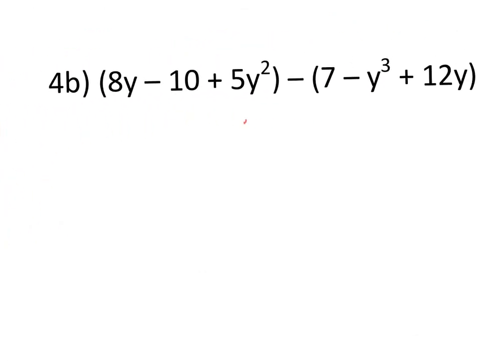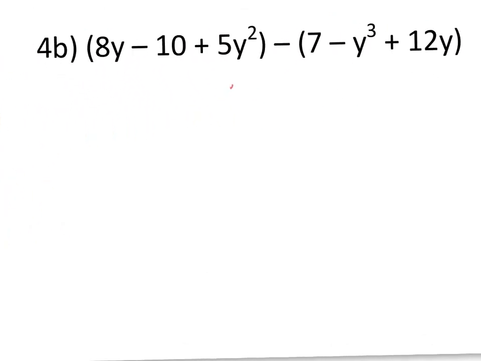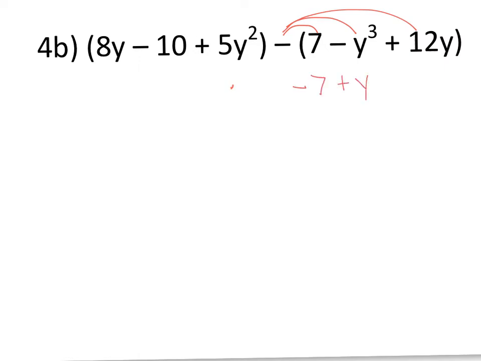Okay. All right. 4b. Okay. Again, if it's a negative in the middle, you're going to distribute the negative to all 3 parts. So you get a negative 7, a positive y to the 3rd, and a negative 12y, okay? Keep in mind, this guy is out once we do that, okay? So now, combine like terms.